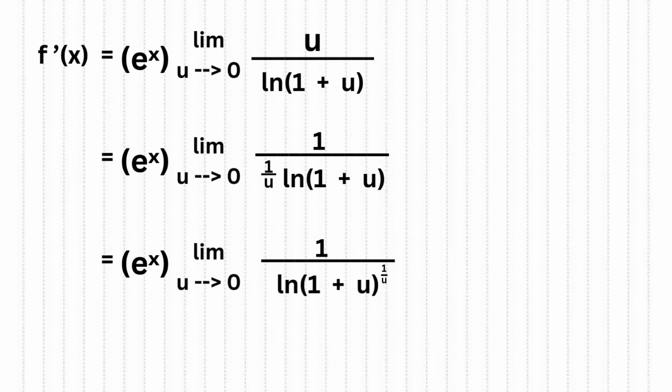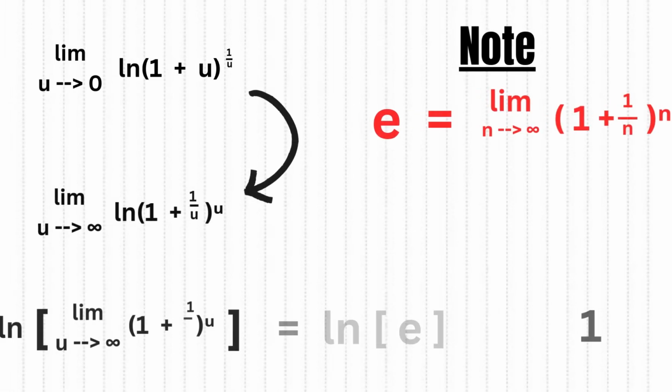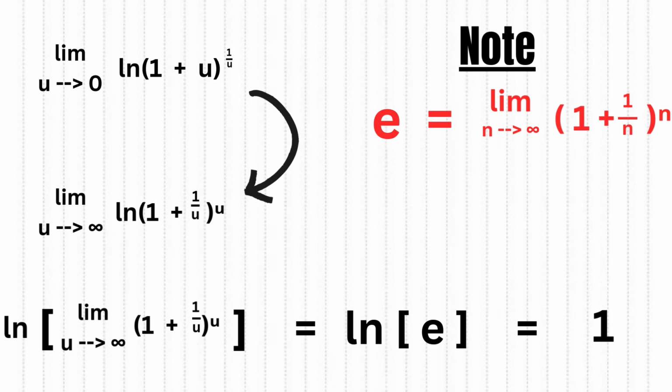Multiplying both numerator and denominator by 1 over u, we get 1 over 1 over u times natural log of 1 plus u, and using the laws of logarithms, we bring 1 over u up as the power of 1 plus u, leaving us with 1 over natural log of 1 plus u to the power of 1 over u. It'll be clear in a second why we perform this in between step. Looking at the denominator applied with the limit, we're evaluating the limit as u approaches 0 of the natural log of 1 plus u to the power of 1 over u.